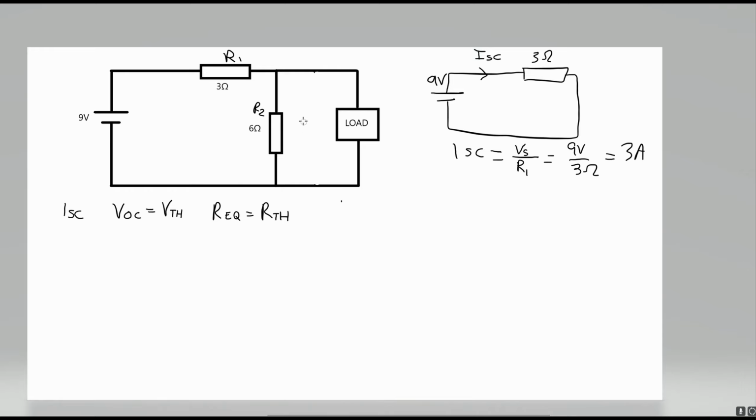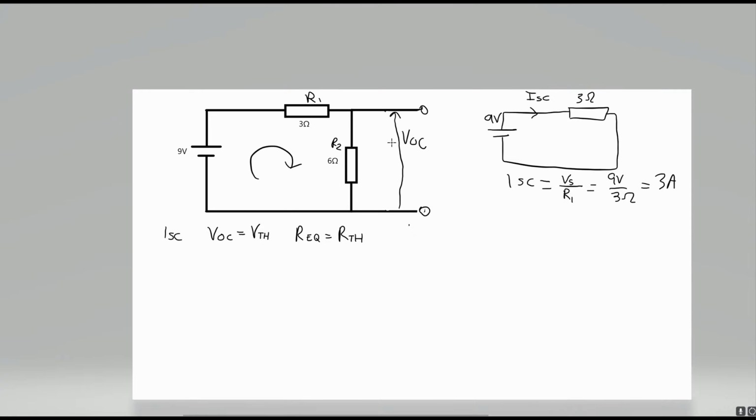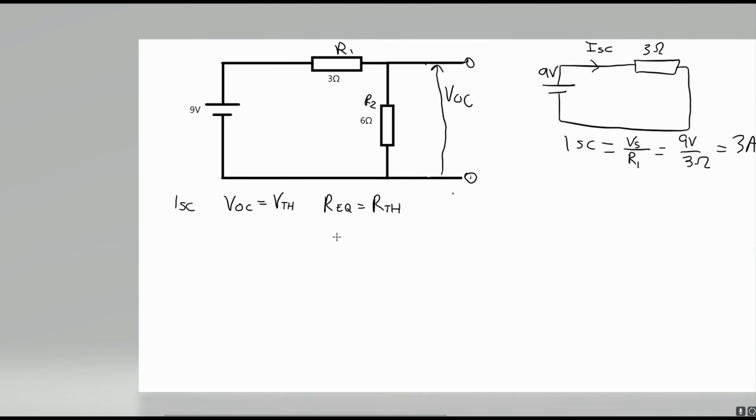With VOC, imagine this just isn't here, and this isn't here. This is your VOC, because here are your terminals. VOC is open circuit voltage, and you'll see why this matters in a minute. So Joe uses the loop method to find this for some odd reason. I don't know why you would ever do that. You can literally just use the potential divider equation.